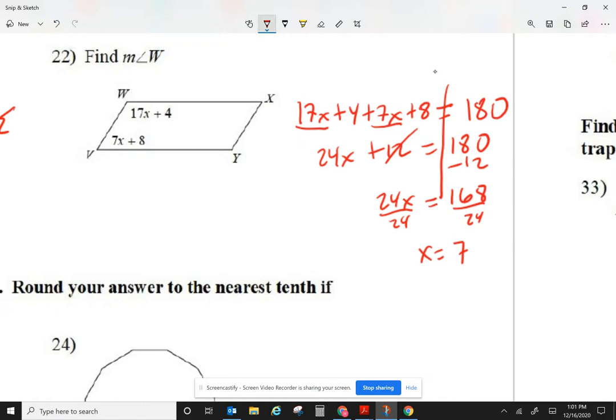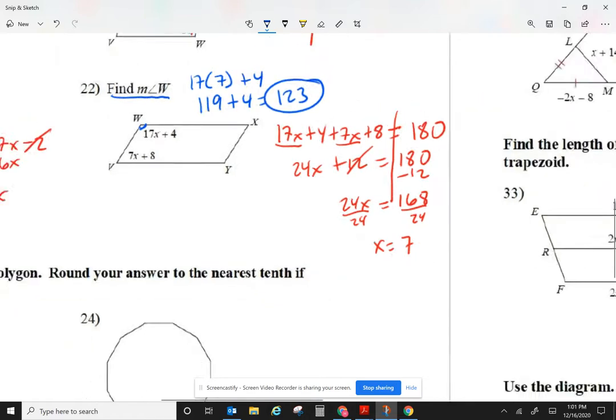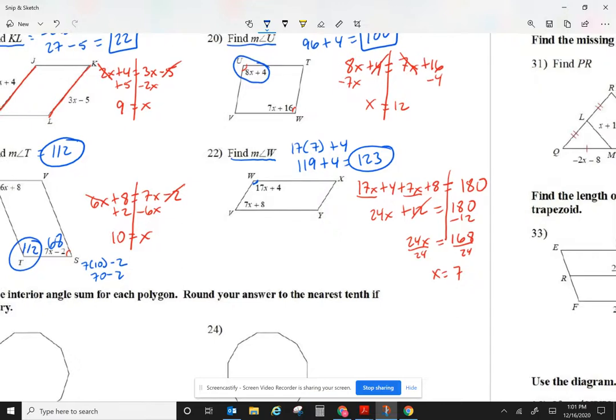Now that I know the value of x, the instructions here are find the measurement of angle W. I want to know how much is 17 times 7 plus 4. I know 17 times 7 is 119. Plus 4 is 123. So solve for x and then plug it in.